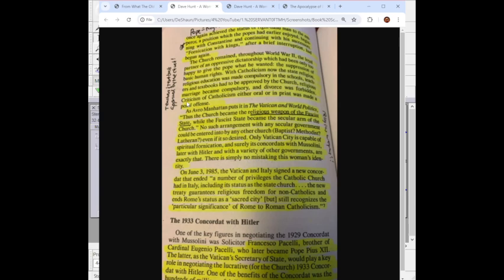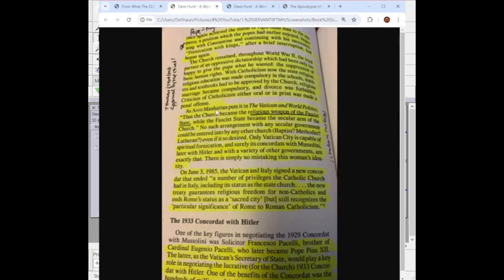Divorce was forbidden. Criticism of Catholicism, either oral or in print, was made a penal offense. You were not allowed to speak out about Catholicism. You were not allowed to speak out against the Pope. That was a penal offense back then.